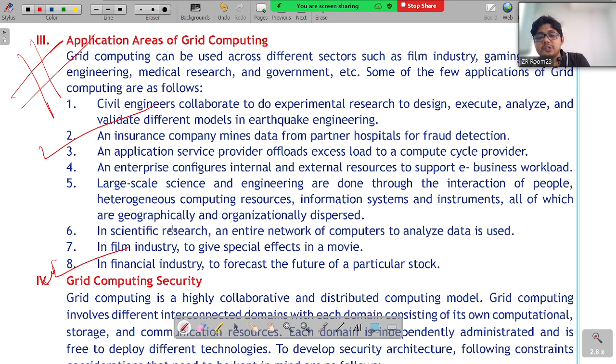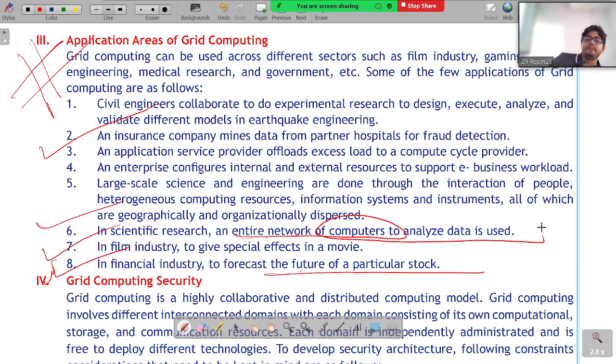To forecast a particular stock. Because in forecasting, there are many charts, many patterns, many indicators, the performance report of the company. So there are 20-30 things which should be done at a time. If it is done by one machine, it will be very slow to forecast. Are you understood? That's why grid. To give special effects in a movie. In scientific research, an entire network of computers is used to analyze data and reduce the workload. Done. 5 points enough.